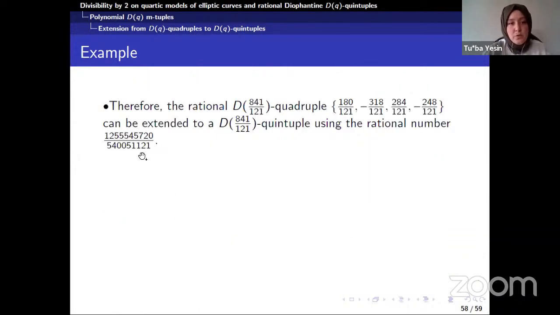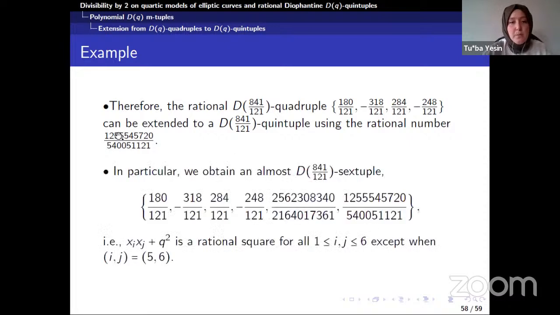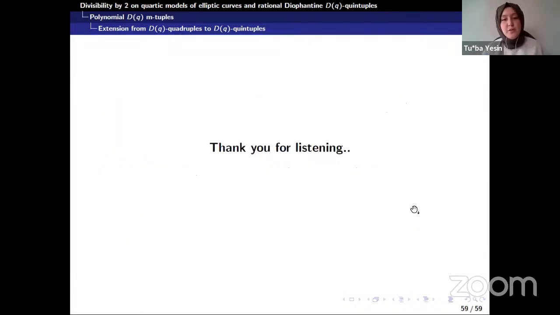So from one paper, which was written before, we can find another number. This is coming from that paper, and this is coming from our paper. So we can get an almost sextuple, almost a q squared sextuple. Thank you for listening.